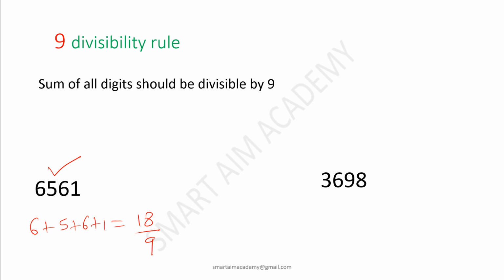Next one, 3698. Sum of 3 plus 6 plus 9 plus 8, so the total sum is 26. 26 is not divisible by 9, so the given number is not divisible by 9.